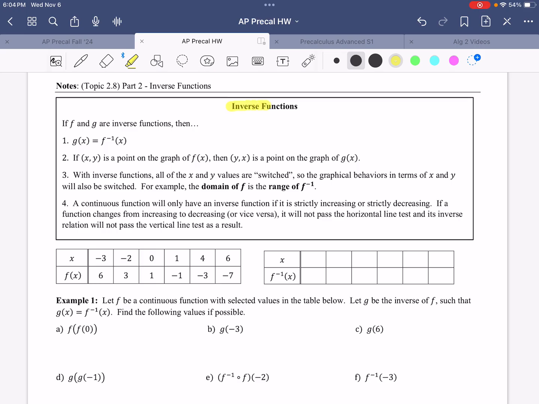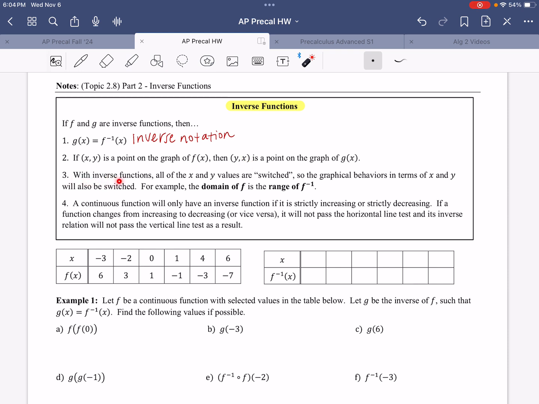We're talking about inverse functions again. It says, if f and g are inverse functions, then g of x is equal to the inverse of f. So there's your inverse notation. I'll go ahead and label that. And then we know that for an inverse, if (x, y) is a point on the graph of f of x, then (y, x) is a point on the graph of g of x, which we said was its inverse. So we switch the x and y value, the input and output.